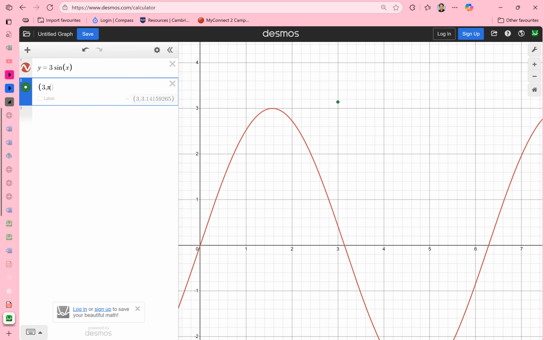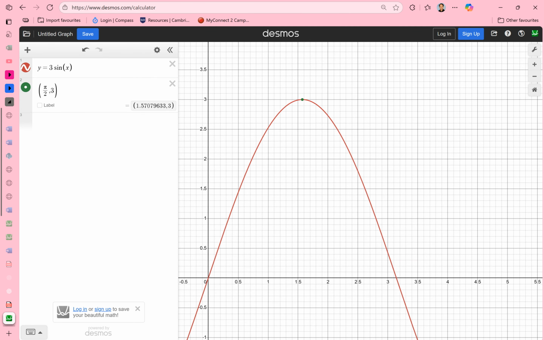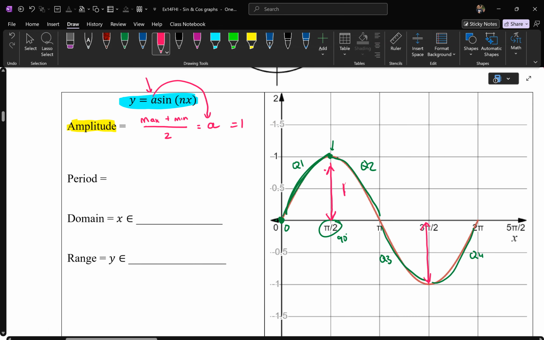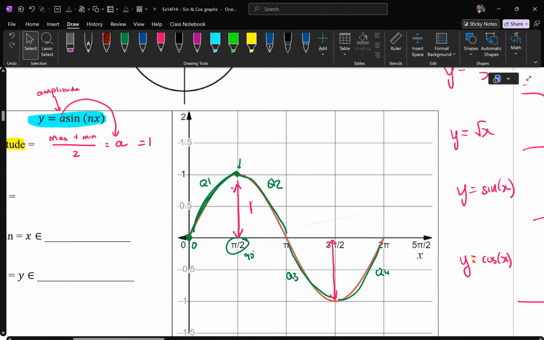Oh, so not 3 pi on 2, it was... Did I do something wrong there? Sine of x. Oh, sorry. It's pi on 2. Pi over 2, 3. There we go. And there's my point, my maximum. So after I rotate 90 degrees, it is now at a height of 3. So that's my amplitude. So what you can see is some students would just generally memorize in 14F that the number in front of sine or cosine determines amplitude. So let's do a quick practice.